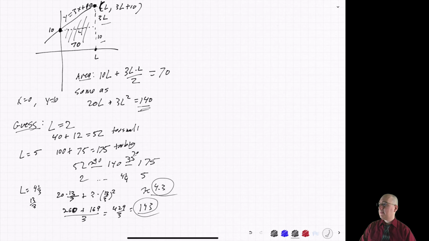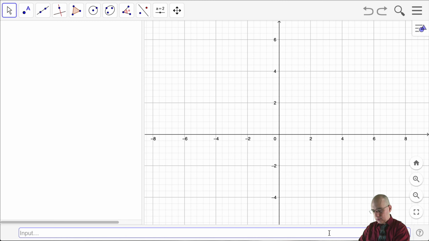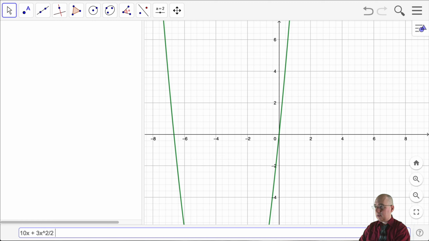So we will type in our problem. And we can go back to the thing with the fractions, because why not? I'm not doing the computations. GeoGebra's doing the computations. So 10x plus 3 times x squared over 2. Instead of L, we're using x because it likes x. And then we also want to find out when this is equal to 20. So we type in y equals 20. That gives us that nice horizontal line, and the intersection point is going to be the solution.